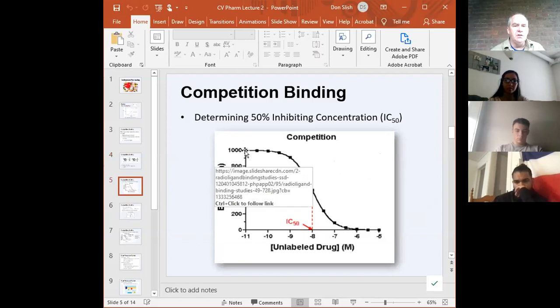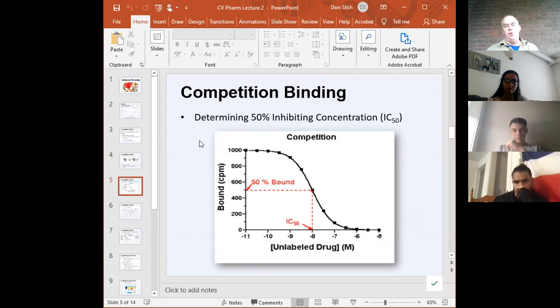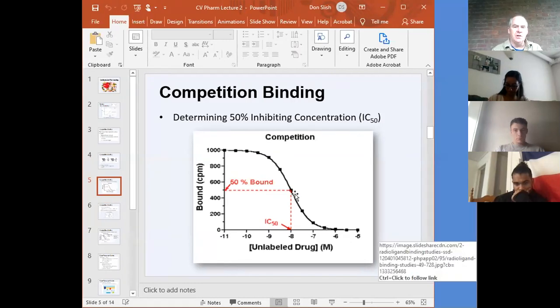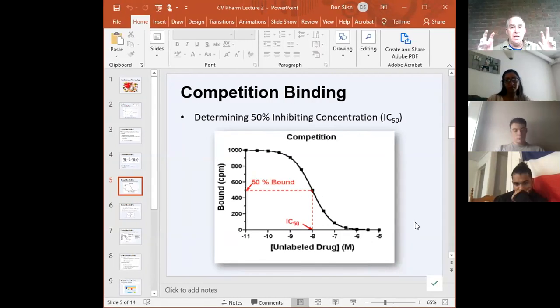Okay, so here is 100% bound. That's like you haven't added any unlabeled drug. And you add higher and higher concentrations of the new drug, and it displaces the bound drug. At the point where you've displaced half of that bound drug, that's your IC50, or inhibitory concentration 50. It's the concentration where you inhibit half of the binding. Now that's not directly a KD.